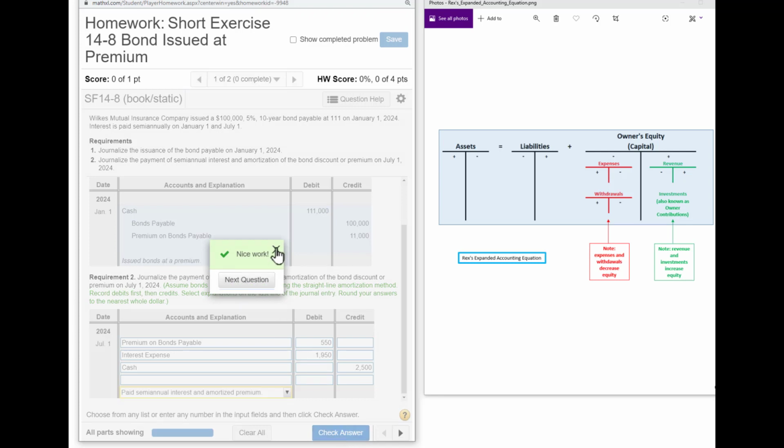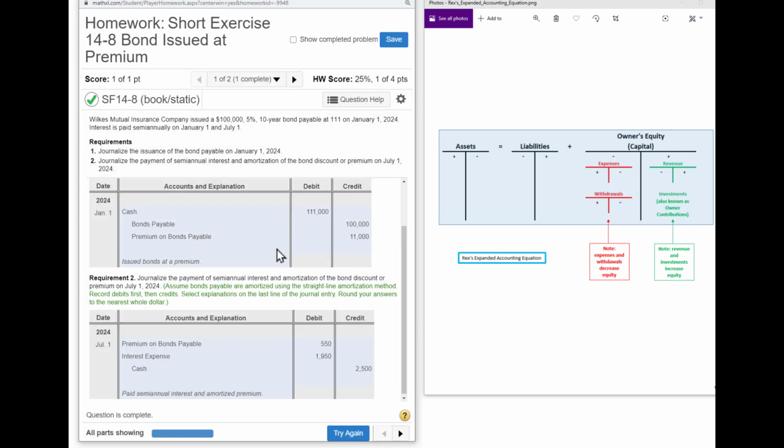So as you can see, by issuing the bond at a premium, it has lowered our interest expense a little bit. Normally, if this bond had been issued at par, the interest expense would be the same as the cash, $2,500. But because we issued the bond at a premium, it lowers our interest expense, which in effect will increase our profits, but also increases our taxes. And that's it.